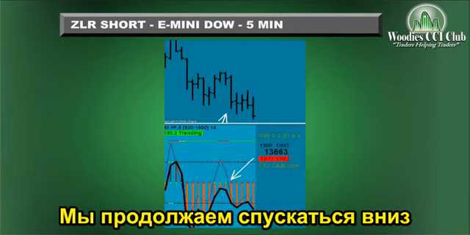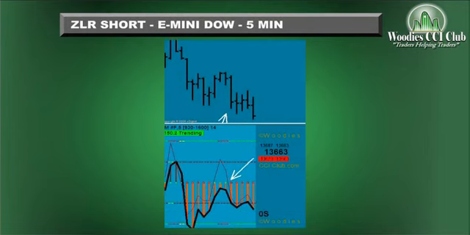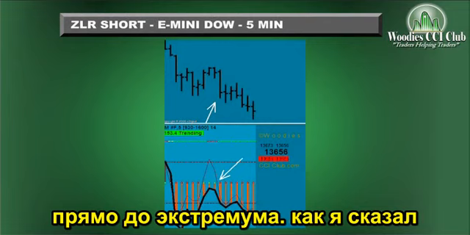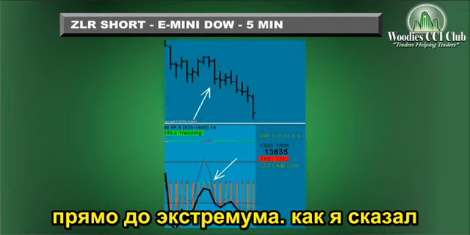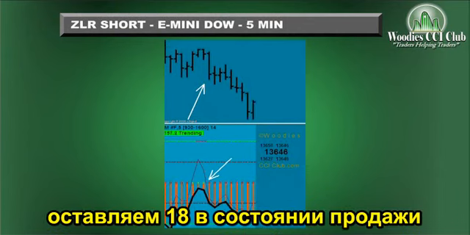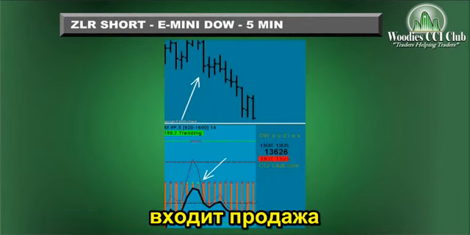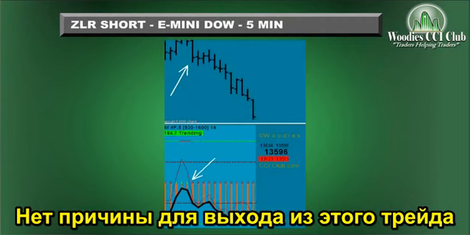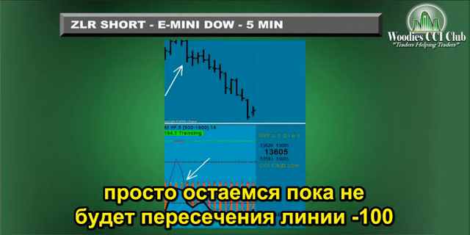We continue our downward march. Goes right to extreme, bounces right off extreme, as I said, was an oversold condition, alleviating the oversold condition. More selling comes in, and we continue staying with the trade. No reason to get out of this trade. Just stay with it until it crosses the -100.